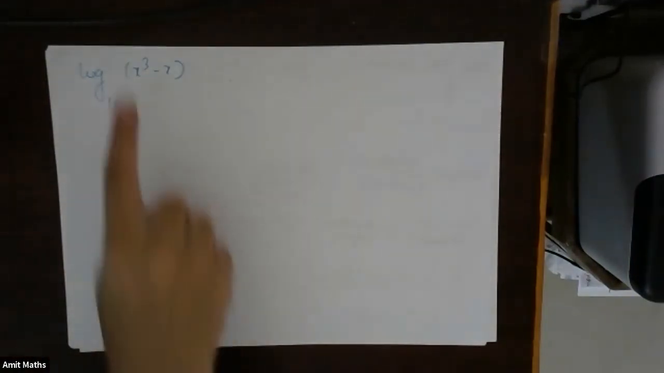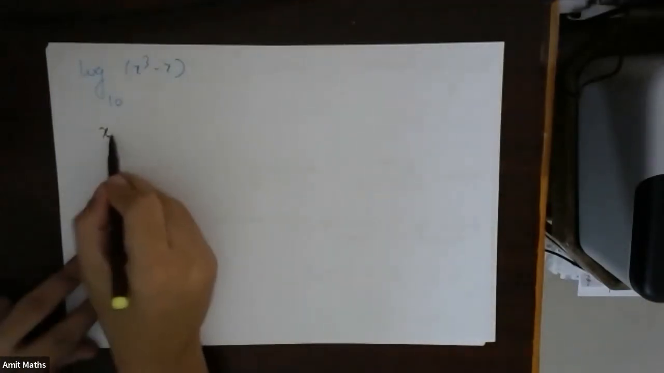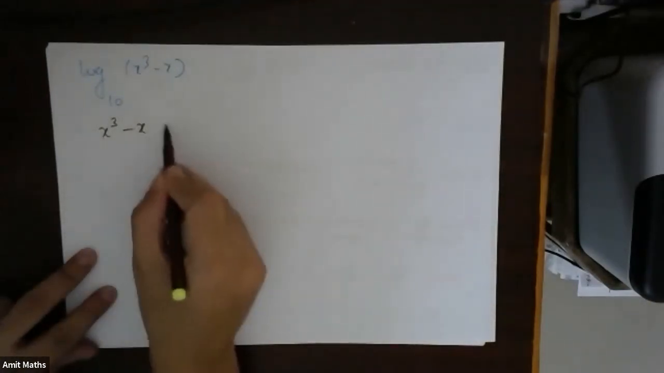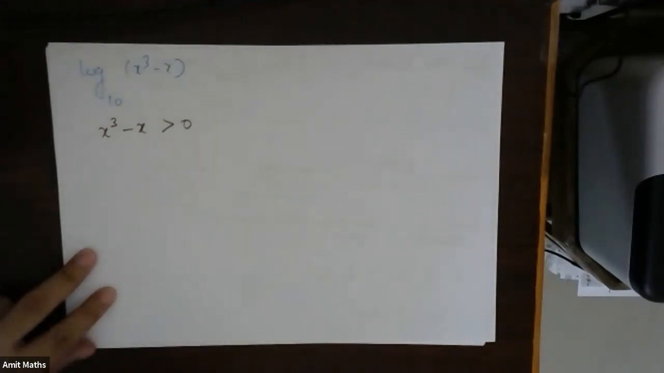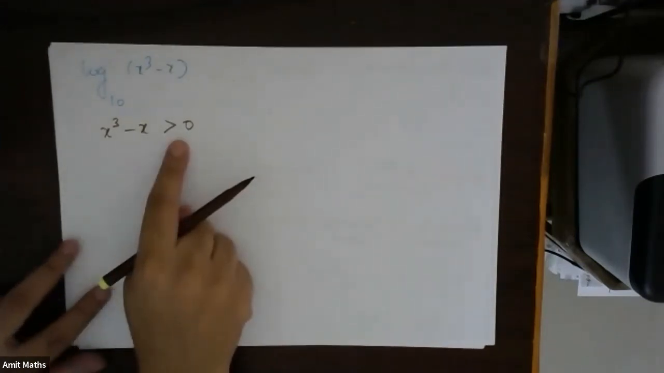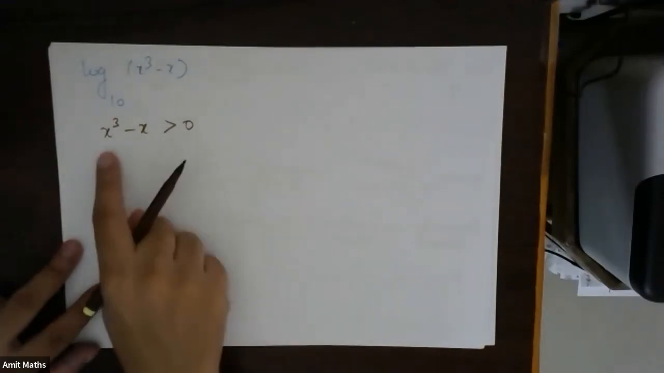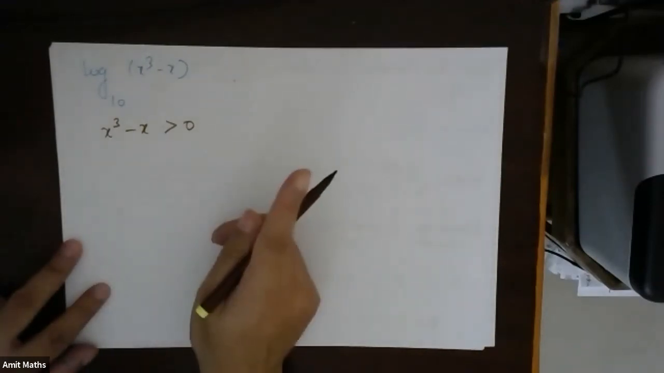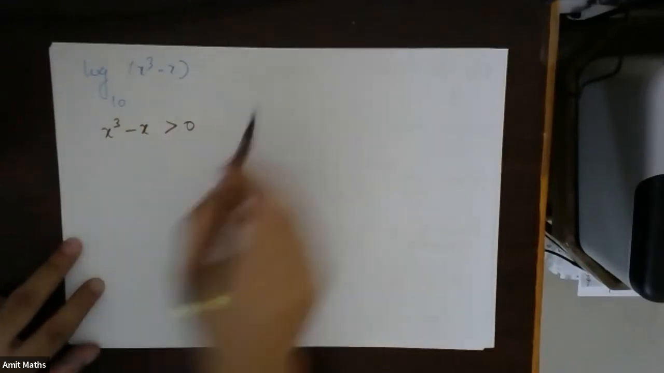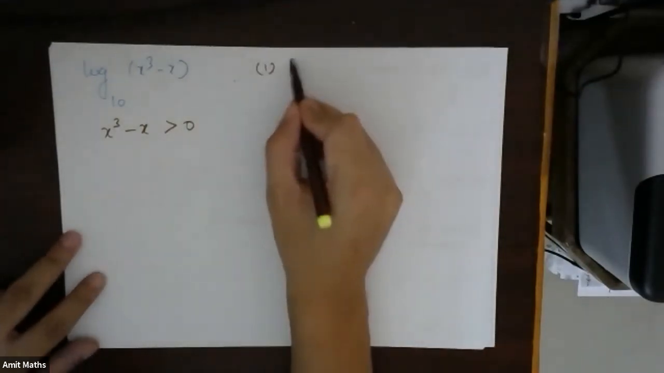To find the domain of this function, x cube minus x should be greater than 0. Now, to find where this is greater than 0, remember we have done something like this in the wavy curve method. To find this domain, first we'll find out the factors.